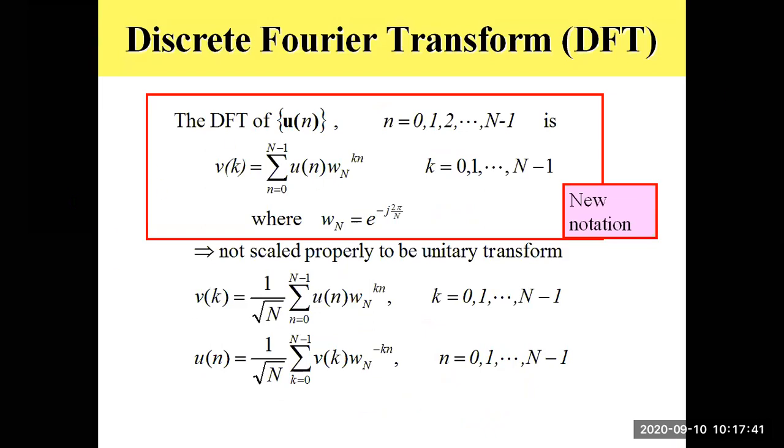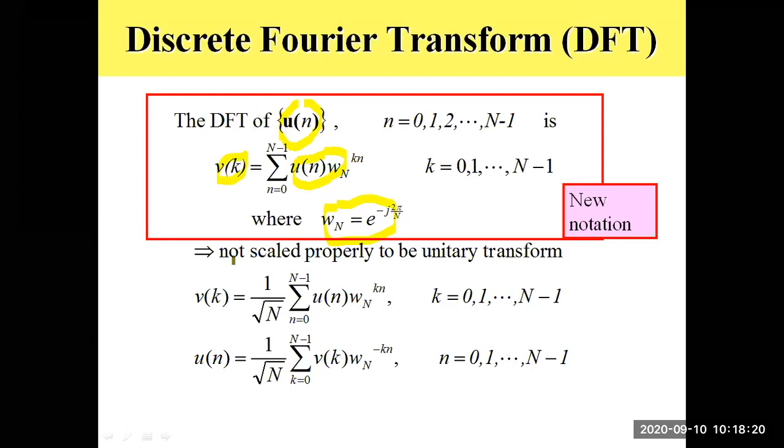For the discrete Fourier transform, suppose again we consider one dimension first. U of n is my sequence. For this sequence U of n, the transform is V of k, which is multiplied with W sub N to the power kn. Here capital N is the number of sampling points, and k and n are integer values. k is for frequency, n is for time. Here W_N is given by the exponential component e to the power minus j 2 pi by capital N.